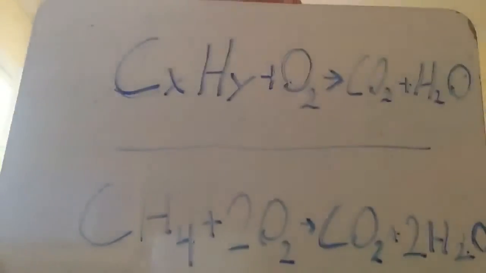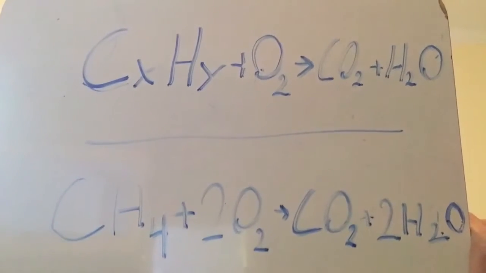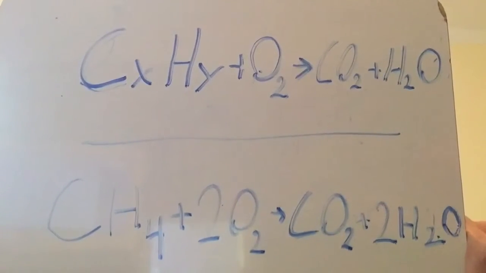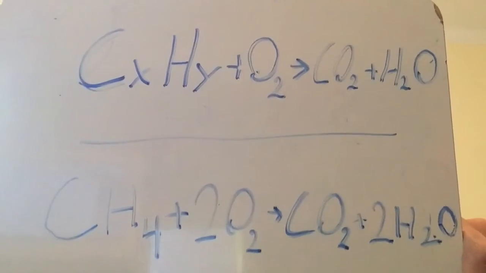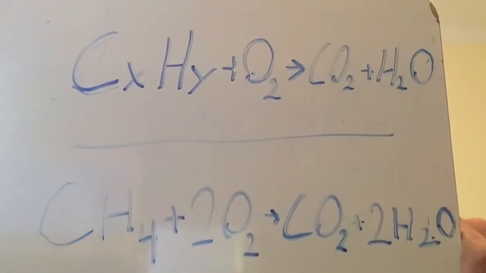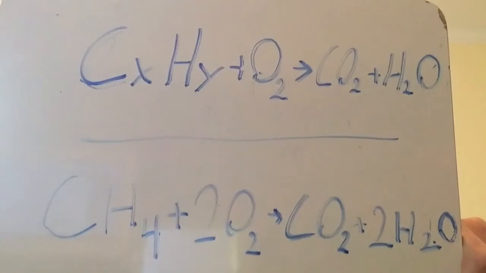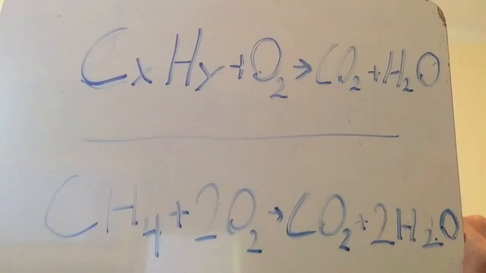Combustion reaction is when a hydrocarbon reacts with oxygen gas. The equation for this is CxHy plus O2 yields CO2 plus H2O. So there will always be carbon and hydrogen in the first compound. It's just a matter of how much you have of each.